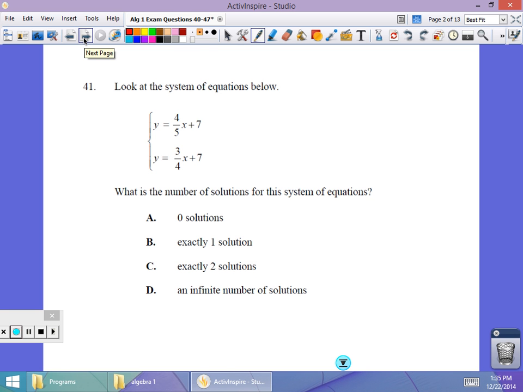Look at the system of equations below. We have two equations and they are both in slope-intercept form. You have y equals 4/5 x plus 7 and y equals 3/4 x plus 7. But the question's asking us about the number of solutions for the system of equations. Since these are both in slope-intercept form, I have my y equals, so I'm going to set these equal to one another.